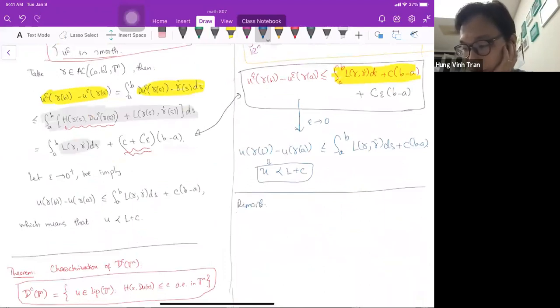Maybe let me just write this one down. I'll ask you if you have questions. So the first remark is that convexity seems extremely crucial.